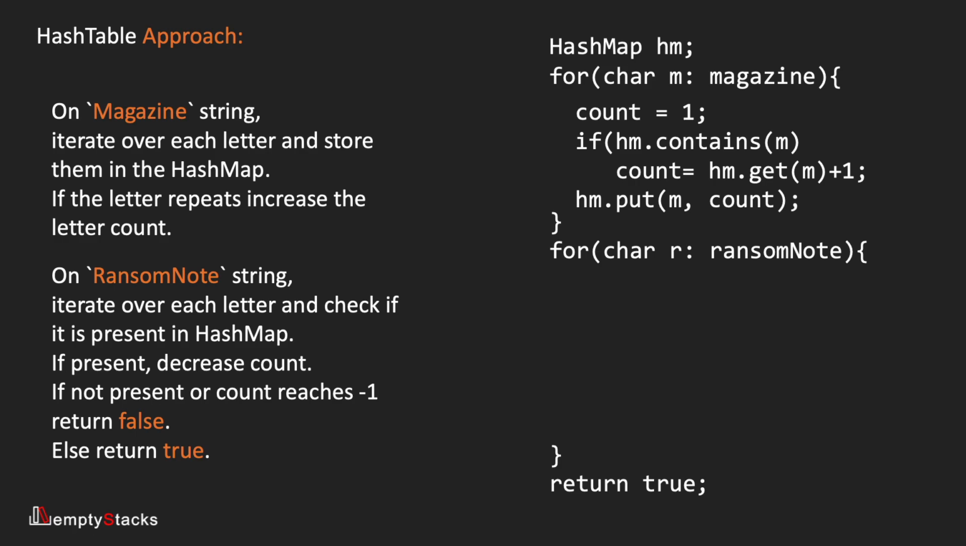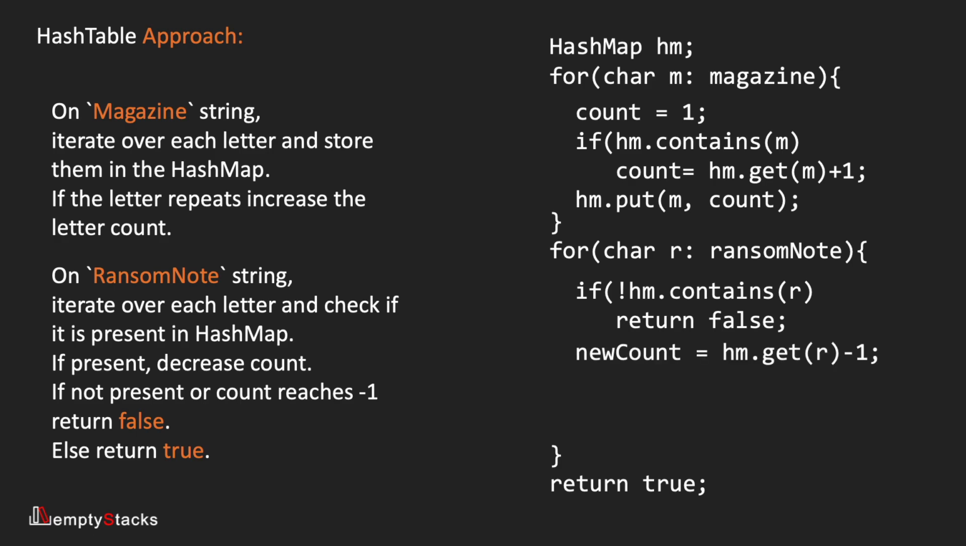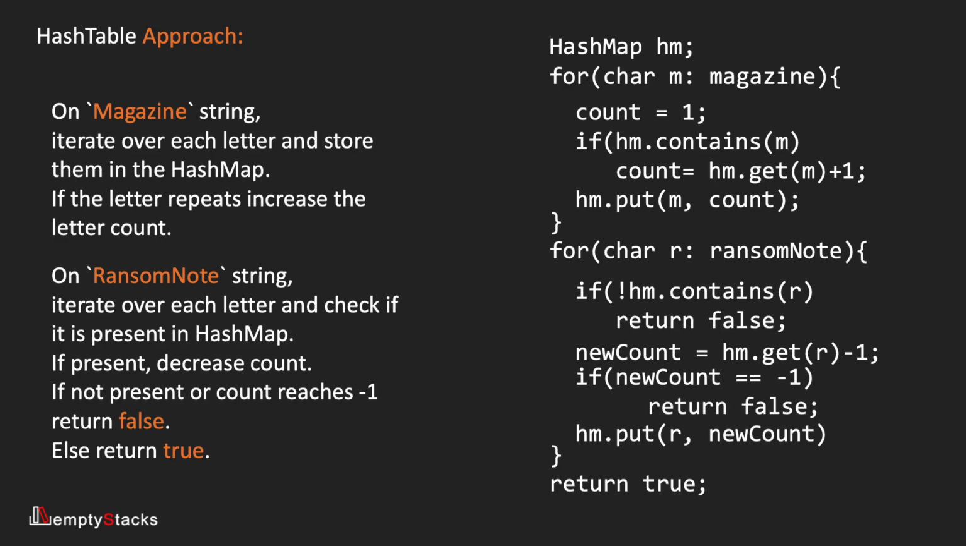Now when iterating over the ransom note, if the current letter is not present in the map, we can immediately return false. If it is present, we get the count from the map, decrease it by 1 and put the new count back into the map. As discussed, if the new count becomes -1 at any point of time, we immediately return false.